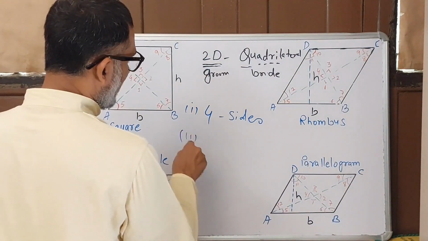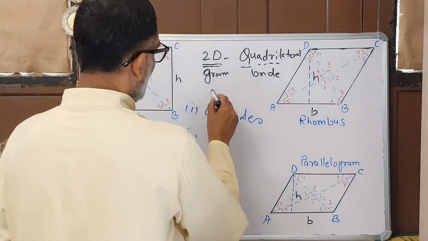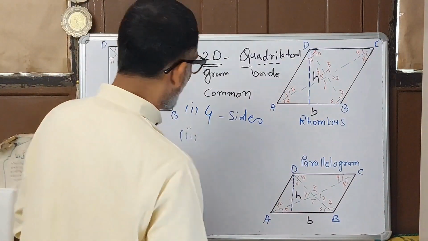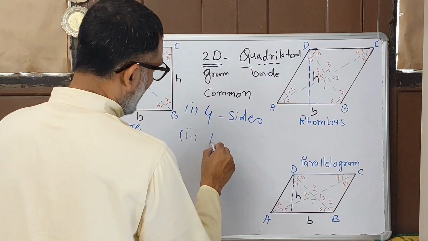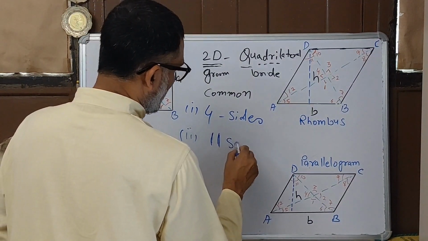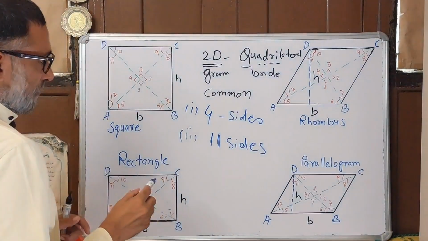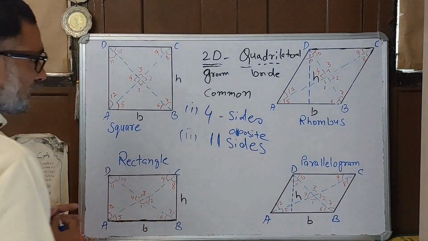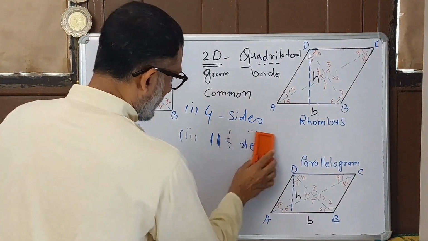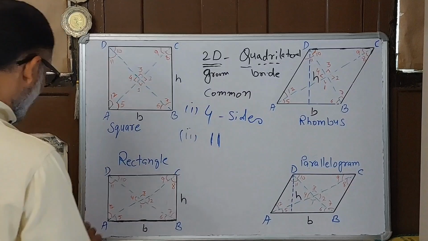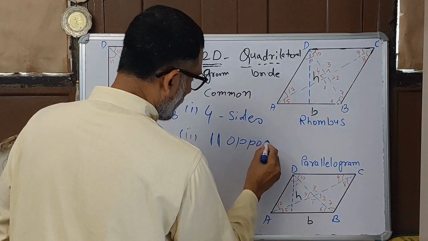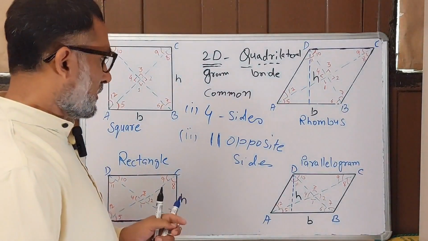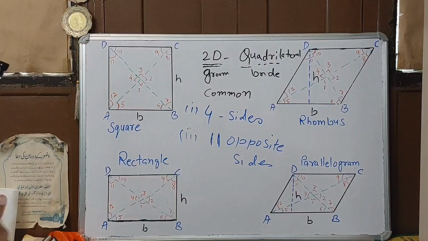So what we see, the common things. First we find the common. Common means that which belongs to the same in all these things. So what common am I finding? Parallel sides, opposite sides. Opposite sides are parallel. It's better to write clearly. Opposite sides are parallel. So two common things you are seeing in all these things.